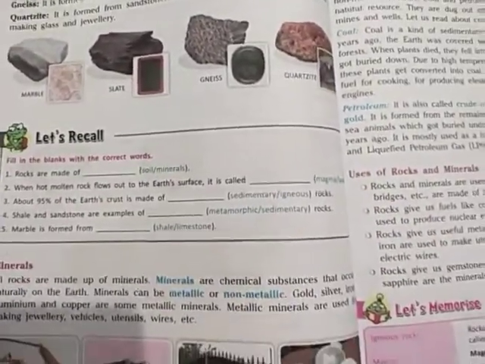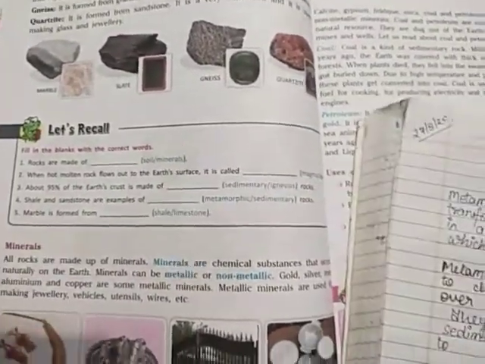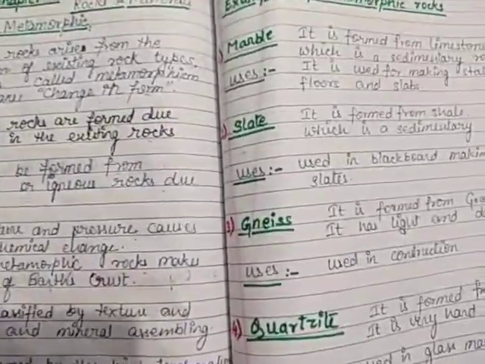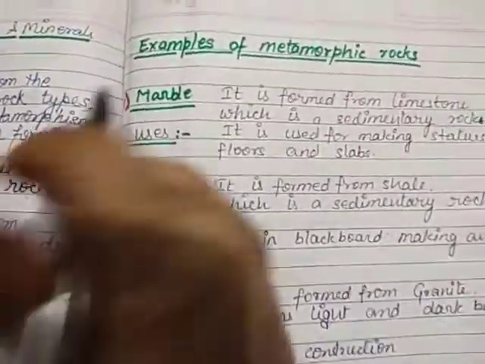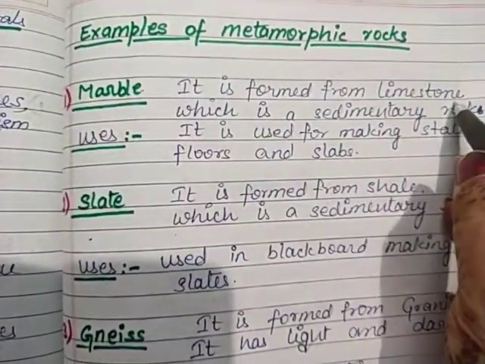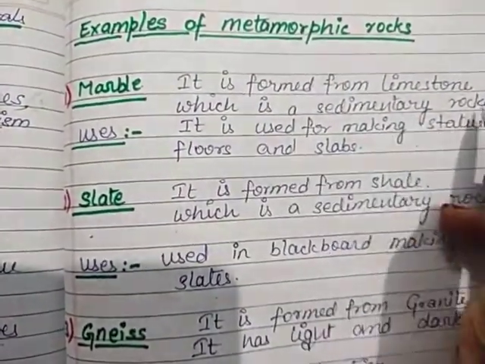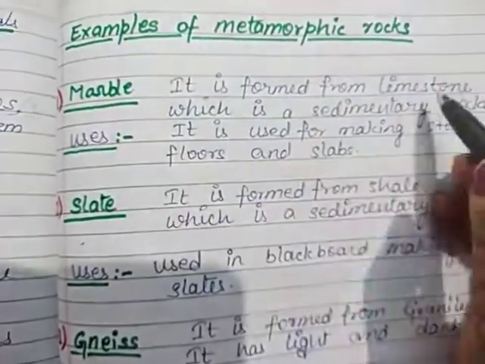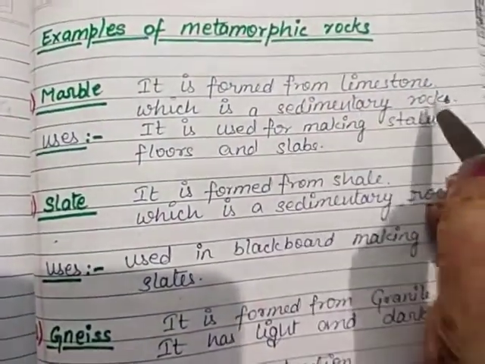So now we will learn one by one the examples of metamorphic rocks. First is marble. It is formed from limestone, which is a sedimentary rock. Marble is made from limestone, which is a sedimentary rock.